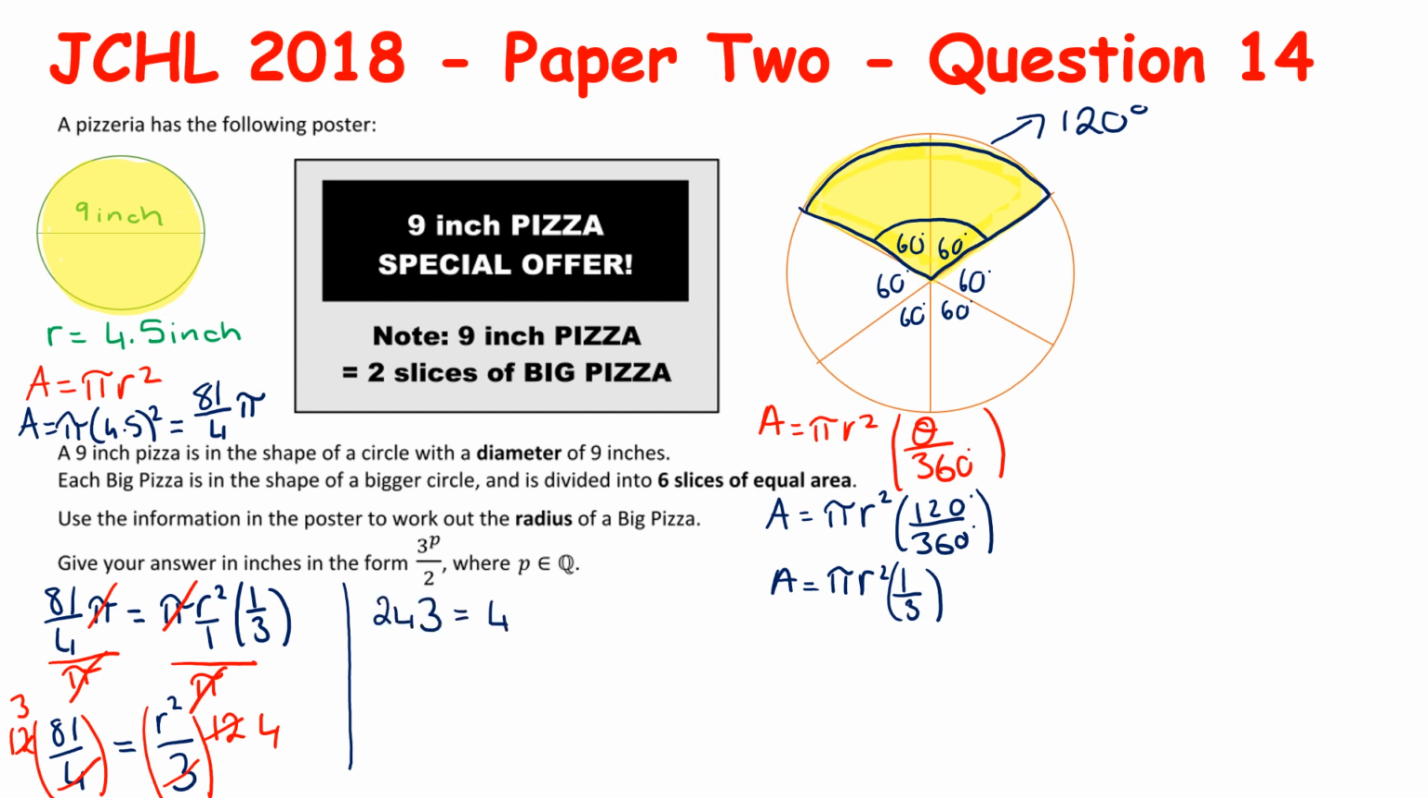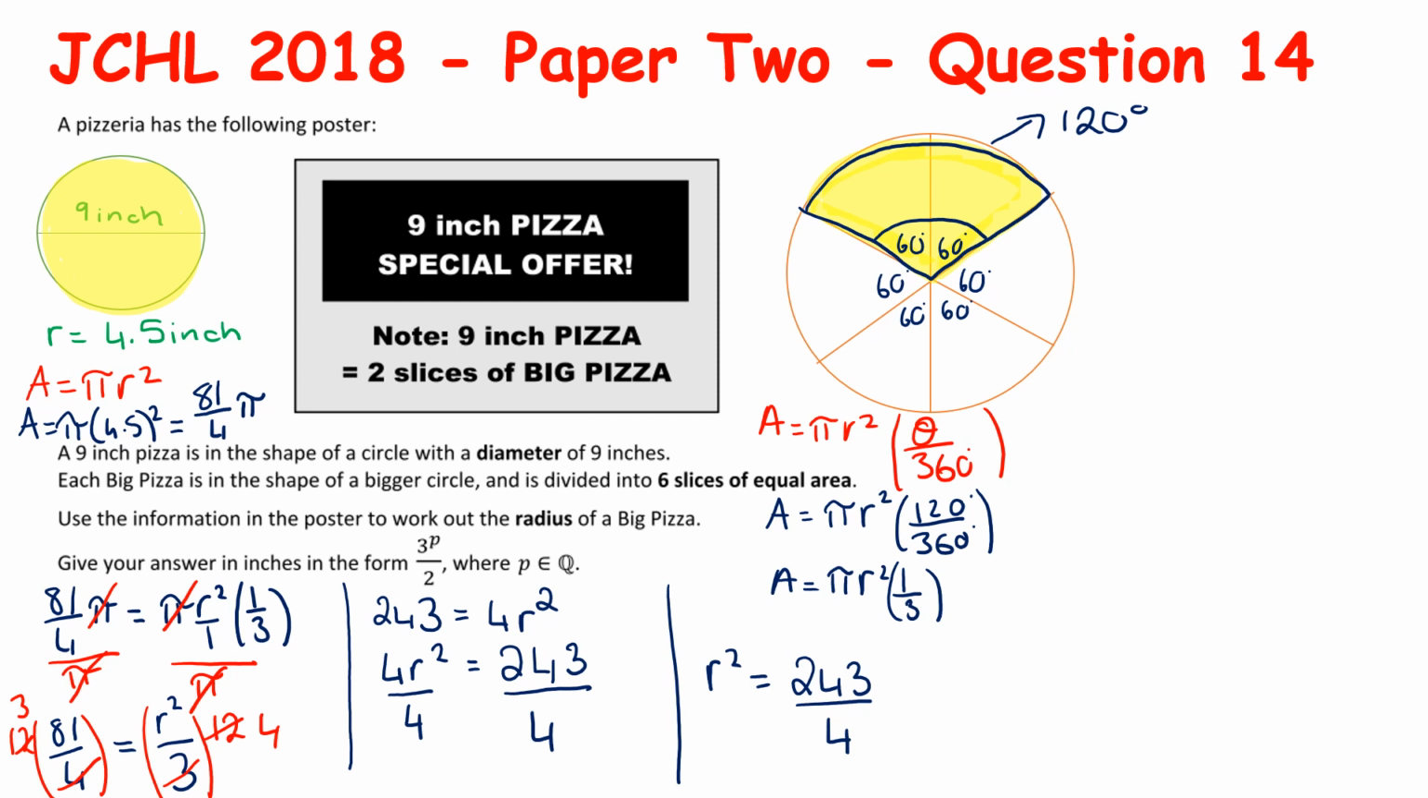We're trying to figure out what r is. So I'm going to flip this around because I like my variable on the left hand side. So instead of having 243 is equal to 4r squared, I'm going to have 4r squared is equal to 243. I'm going to divide both sides by the coefficient, which is 4, and that's going to leave us with r squared equals 243 over 4. Now the thing is, this does not simplify. It stays exactly as it is.